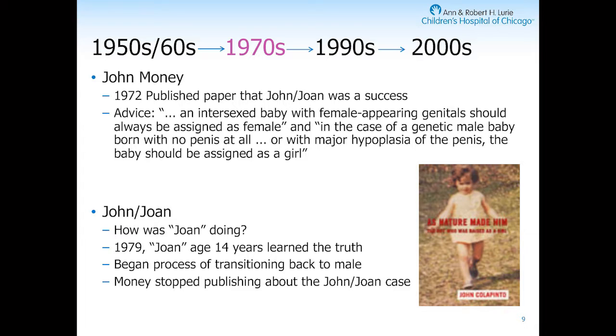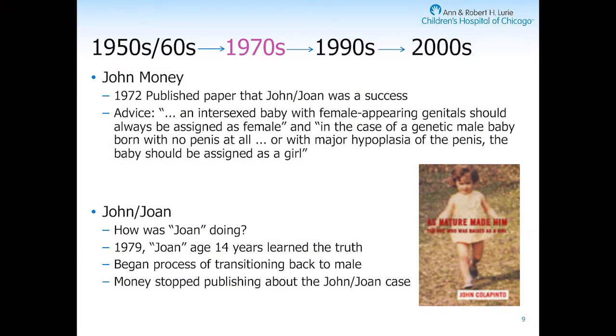So in 1979, Joan, at age 14, was seeing a local therapist who had spoken with the parents, and they decided they really had to tell her. So they disclosed the whole history, and life made a lot more sense. And Joan wanted to go back to living as a boy, and so transitioned back to living as a male. And at that point, John Money stopped publishing about this case. And this is all the basis of the book, As Nature Made Him, by John Colapinto. It's a really powerful book if you're interested in learning more of this story.